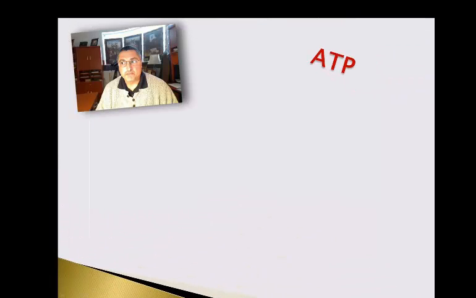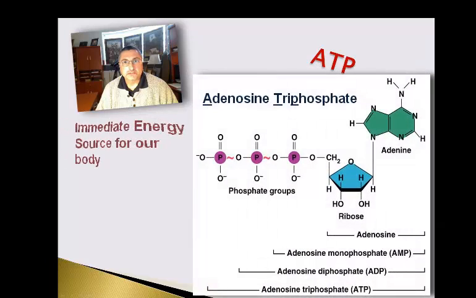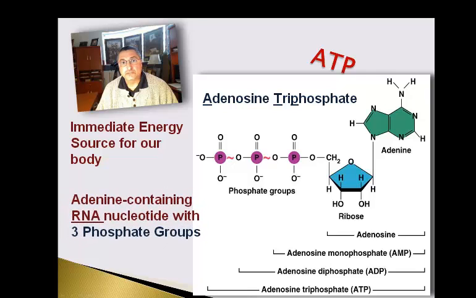Now, a unique type of molecule that is an RNA nucleotide is something known as ATP. ATP is actually the immediate energy source for our body. When we take foodstuffs and break them down in the process of metabolism, we break them down to generate these magical ATP molecules. Now, what are these ATP molecules? Well, they actually are a modified adenine nucleotide.